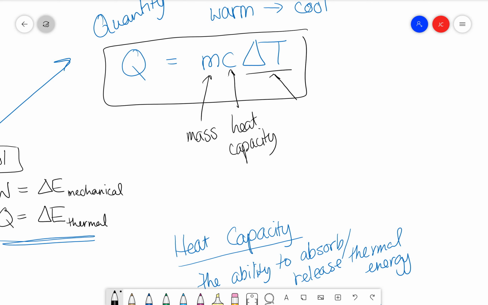And delta T is change in temperature. Capital T is temperature, little t is time. Don't get those confused. The change in temperature is literally T2 minus T1. And so when you multiply these 3 quantities together, the mass, the heat capacity, and the change in temperature, you get this magical value Q, which is very important because it tells us the amount of thermal energy which is transferred from a warmer substance to a colder substance.